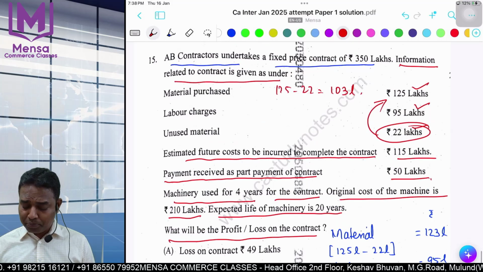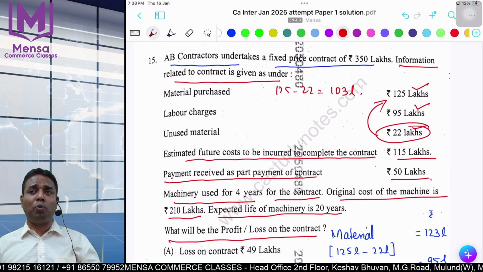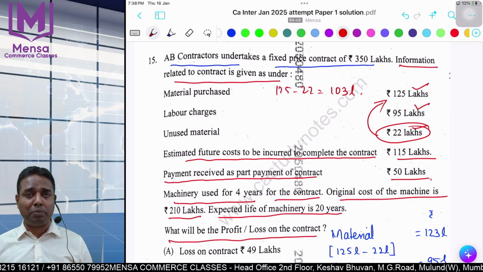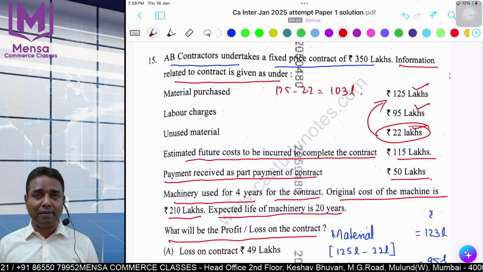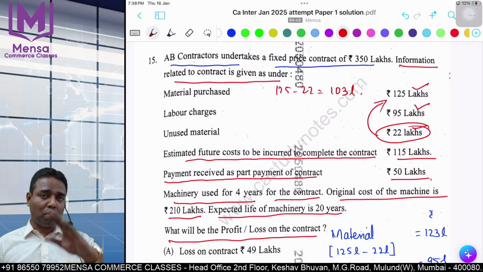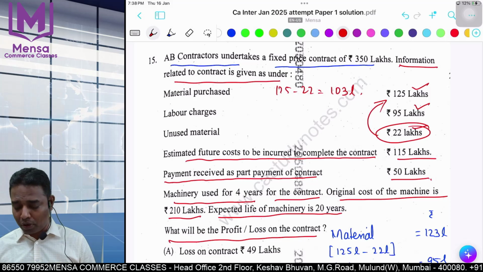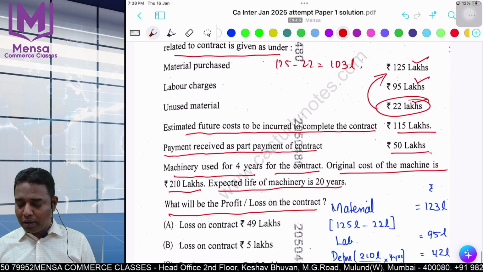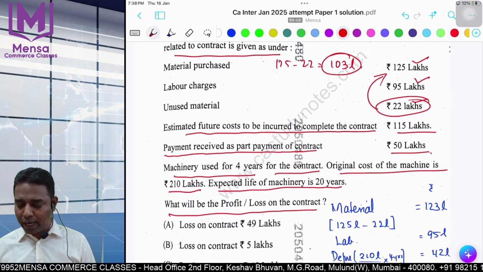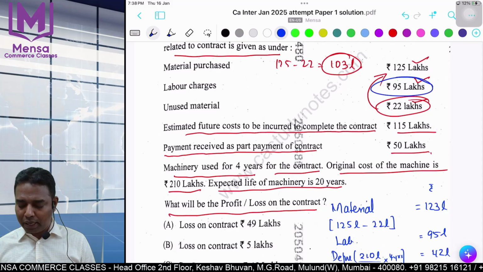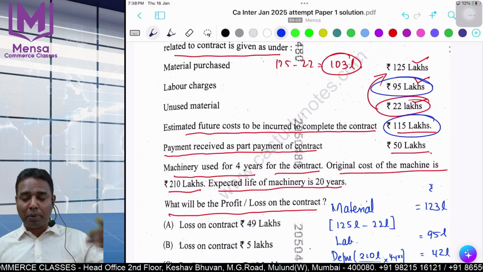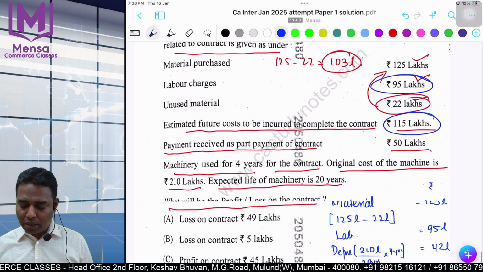So let's check. We have to check it on the overall basis, because the estimated cost of completion for the further contract is given. That information is available, so immediately we have to check on an overall basis whether we are going to make a profit or loss. So for that, material cost is 103 lakhs plus what are the things you will add? You will add labor of 95 lakhs plus the further completion cost of 115 lakhs plus what you add?